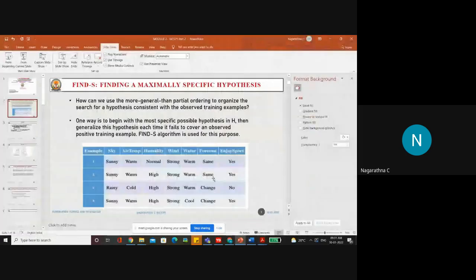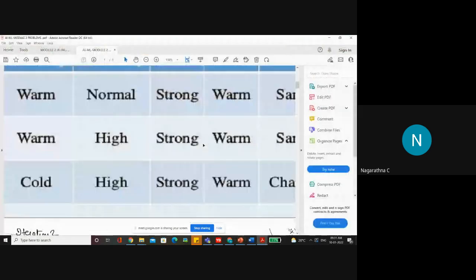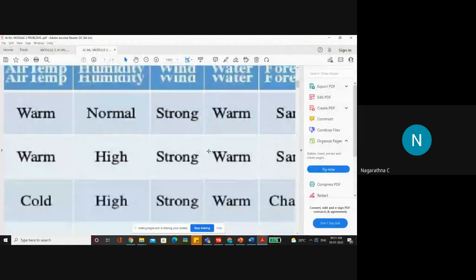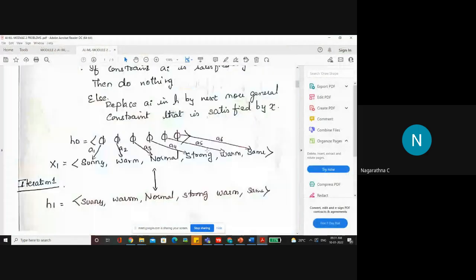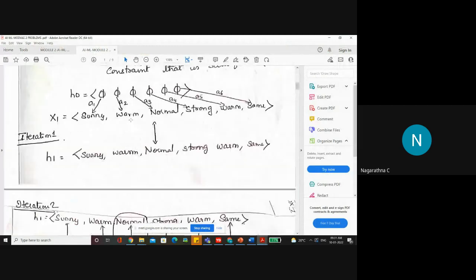So the first instance we have taken, you can observe here: sunny, warm, normal, strong, warm, same, with a positive example. So A1, A2, A3, A4, A5, A6. So instead of assigning most specific, some values can be accepted. So what we do is we will replace the hypothesis with the first instance.